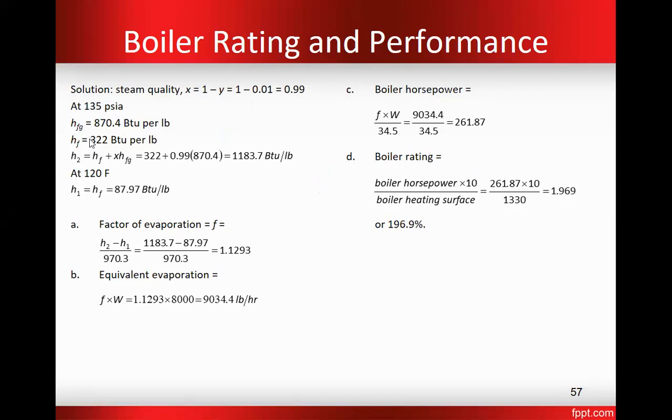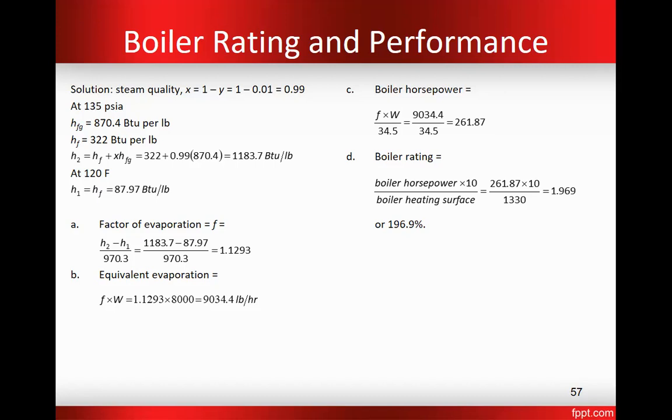At 135 PSI absolute, H sub F is 322 BTU per pound and H sub FG is 870.4 BTU per pound. So H2 is equal to H sub F plus X times H sub FG, which is 322 plus 0.99 times 870.4, or 1183.7 BTU per pound. At 120 Fahrenheit, feed water H1 is equal to H sub F, 87.97 BTU per pound. Then A, the factor of evaporation F, is equal to (H2 minus H1) over 970.3, which is (1,183.7 minus 87.97) over 970.3, or 1.1293. B, equivalent evaporation, F times W, is 1.1293 times 8,000, or 9,034.4 pounds per hour.